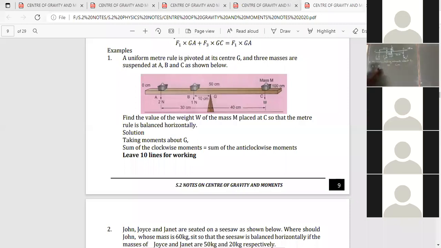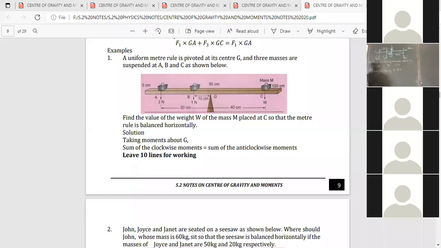So I write 2 times 30, 2 times distance from the pivot, 30. I close that one. I add 1 times 10, which is I close. Equal to, then I go to the other side. 1 times 40. W times 40. I'm not bothered about the units for centimeters.